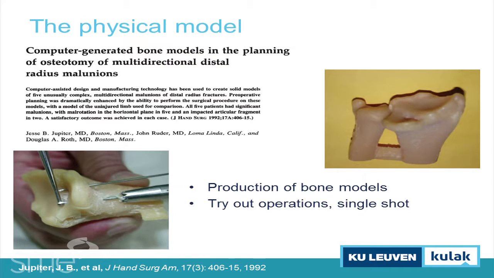This was basically the first paper that introduced the use of surgical models in the field of hand surgery, a paper out of Harvard, Jesse Jupiter, a little bit the pope of the distal radius fractures, and he introduced this technology in the early 90s. For a reference, Materialize was founded in 1990, so we are in the same ballpark.